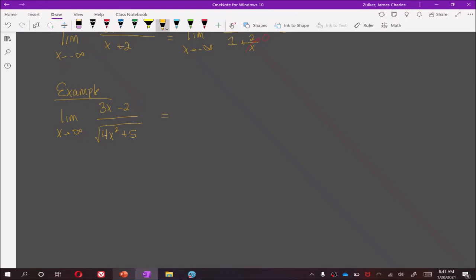We again want to look for the highest power in the denominator. It happens to be the square root of x squared, which is the absolute value of x. So if we factor out an absolute value of x from the denominator, essentially what we're doing is factoring out this x squared, which will leave us with the square root of x squared times 4 plus 5 over x squared. And the square root of x squared is the absolute value of x.